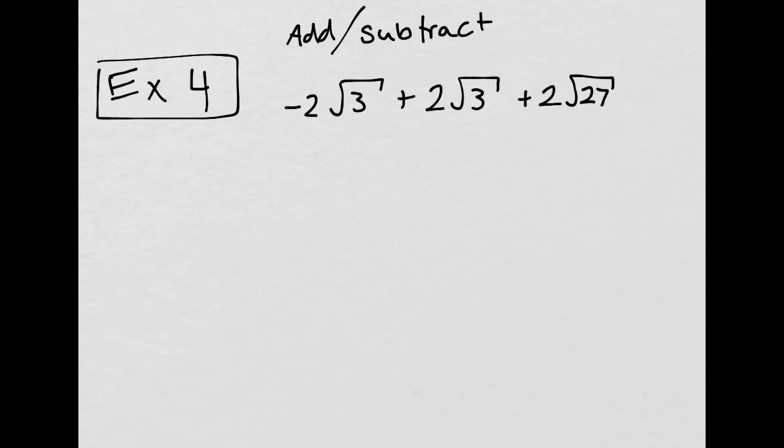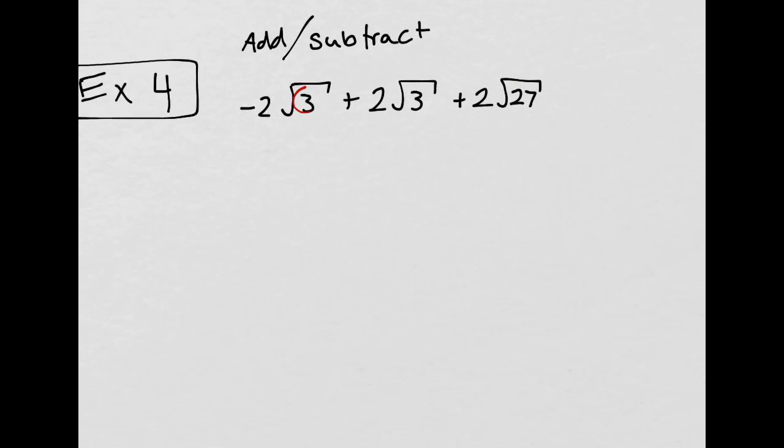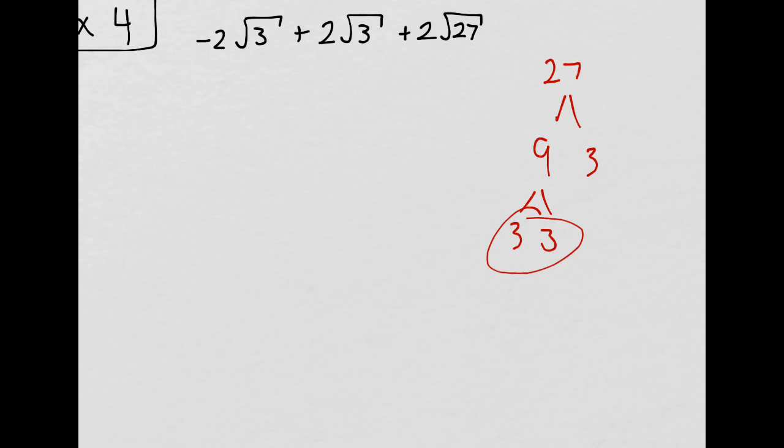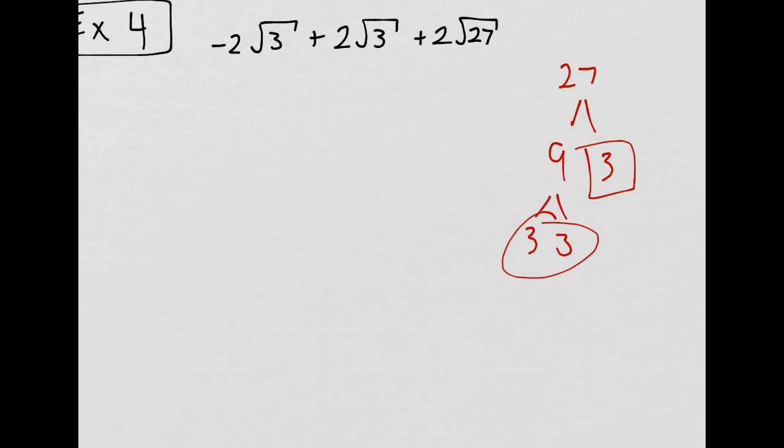So what about adding and subtracting radicals? This is also pretty easy. All we're going to do is try and break down the insides first. So here I can break down the 27. I can't break down the 3's at all. So I'll break down the 27 as much as I can. That's 9 times 3, and that's 3 times 3. So I have a 3 on the outside and a 3 on the inside.